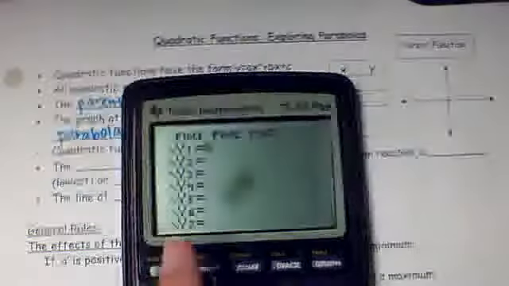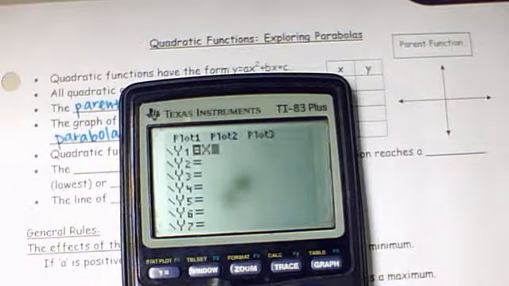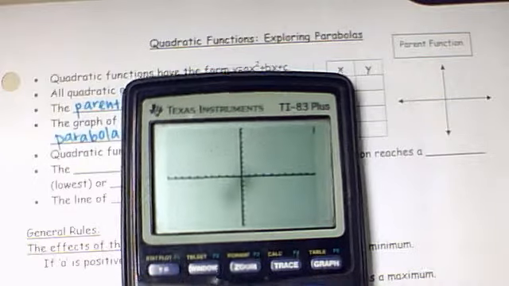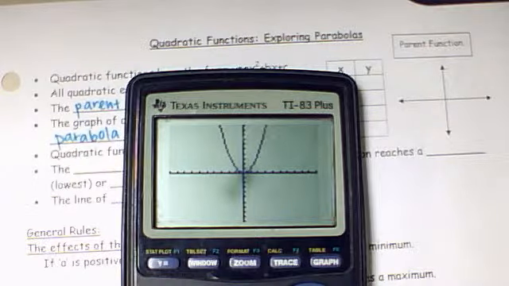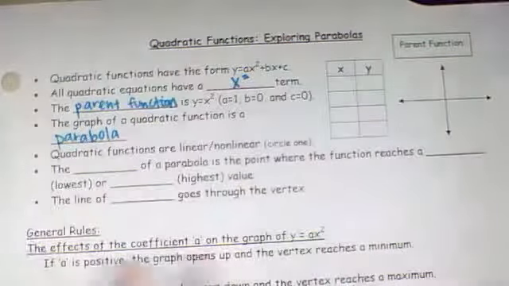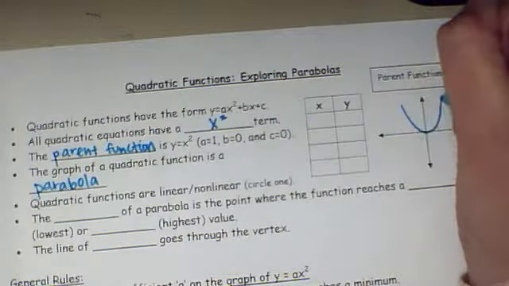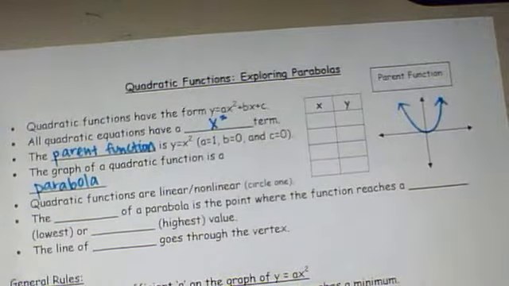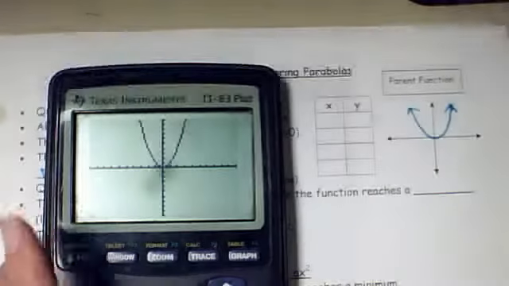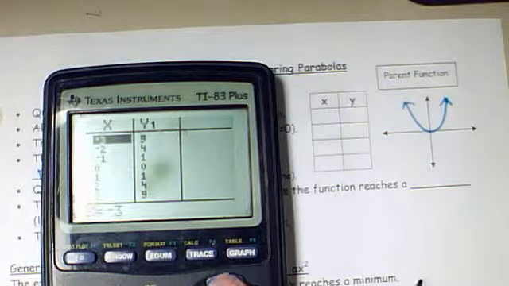So on your calculator, go to your y equals and hit x squared and graph that. And as you can see, this is a parabola. It looks kind of like a U shape. It goes on and on and on forever. So let's go ahead and graph a sketch of that over here. And if we look at our table by hitting second graph, we can see some values there as well.